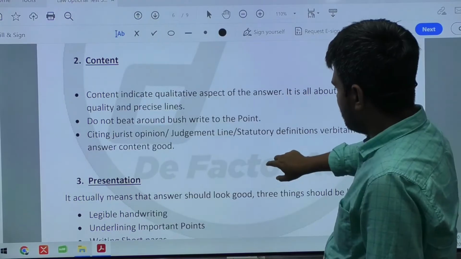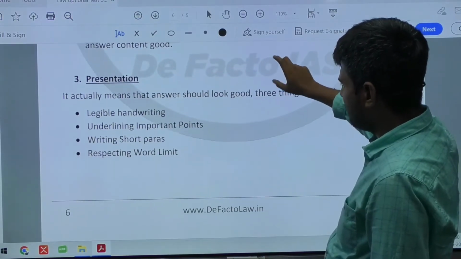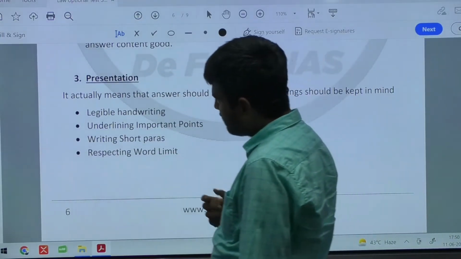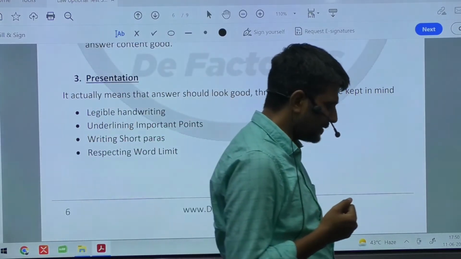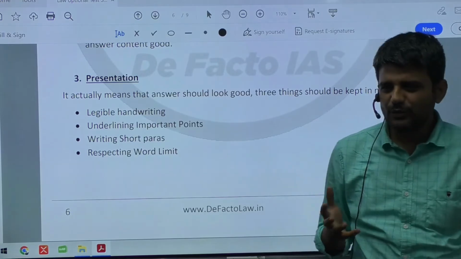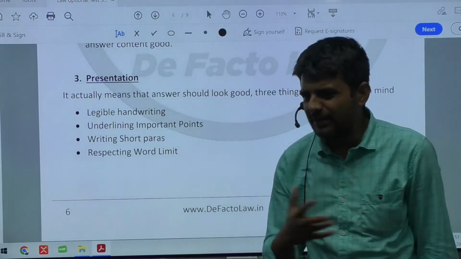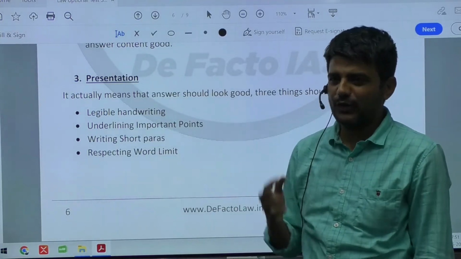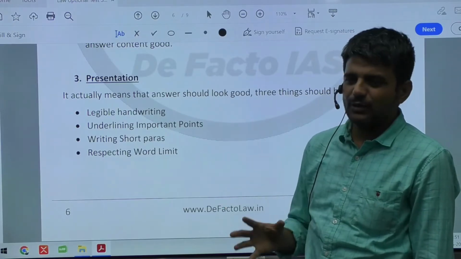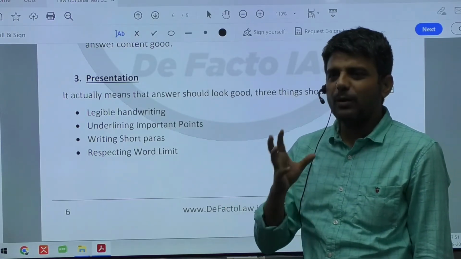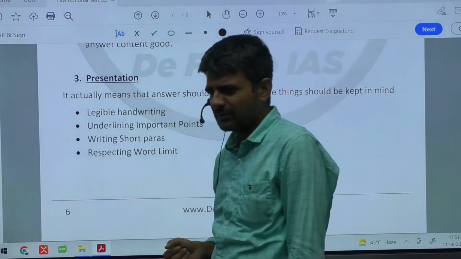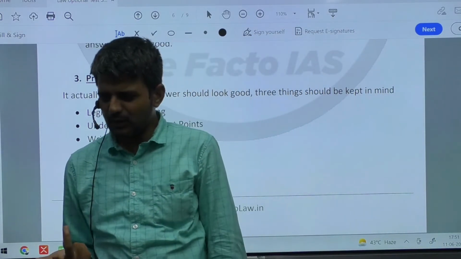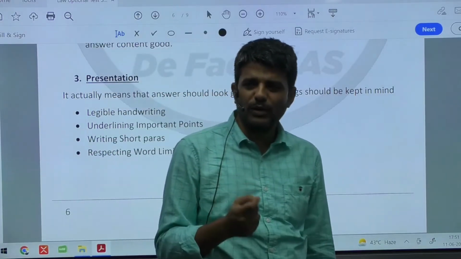Then the last part comes, which is I think again a very important thing for you guys, the presentation. As I told in the last class also, no matter how much you know, no matter how better a writer you are, no matter how much knowledge you have, if the person who is reading is unable to comprehend what you have written, that makes no sense. क्या फर्क पड़ता है उसे? कोई फर्क नहीं पड़ता. ठीक है, तो आपका आंसर्स लेजिबल होना चाहिए.